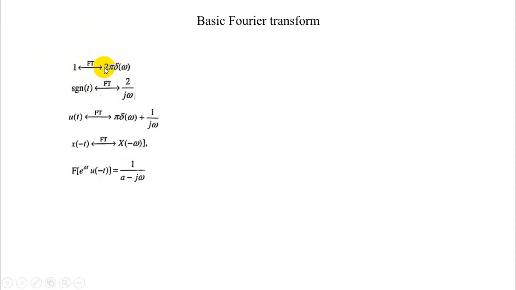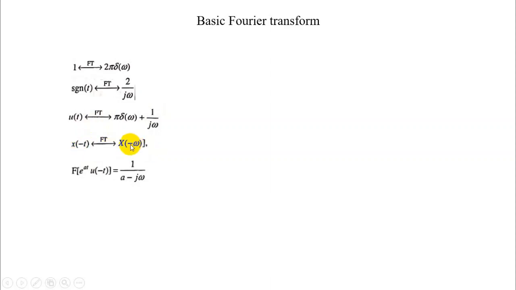we can practice that the Fourier transform of 1 would be 2 pi delta omega. For the signum function of t, it would be 2 divided by j omega, right? And for the unit step, it would be pi delta omega plus 1 by j omega. For x of minus t, it would be X of minus omega.